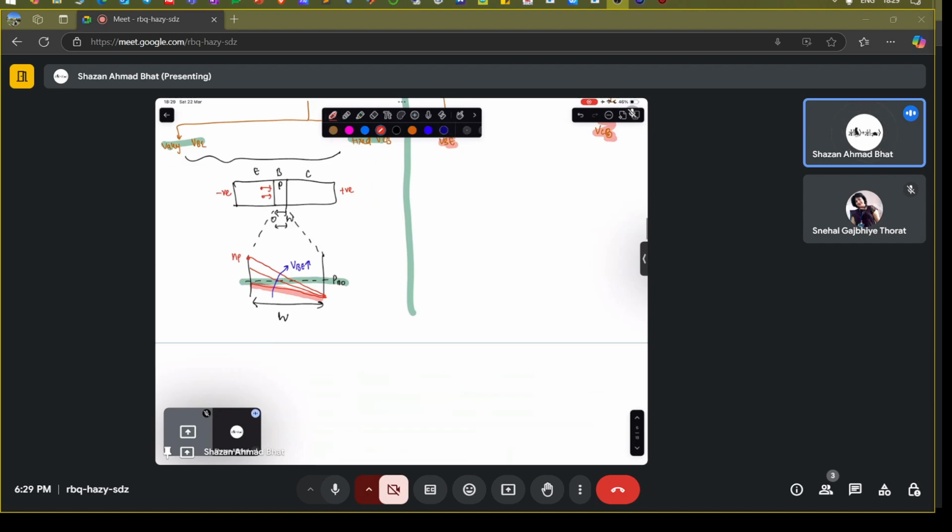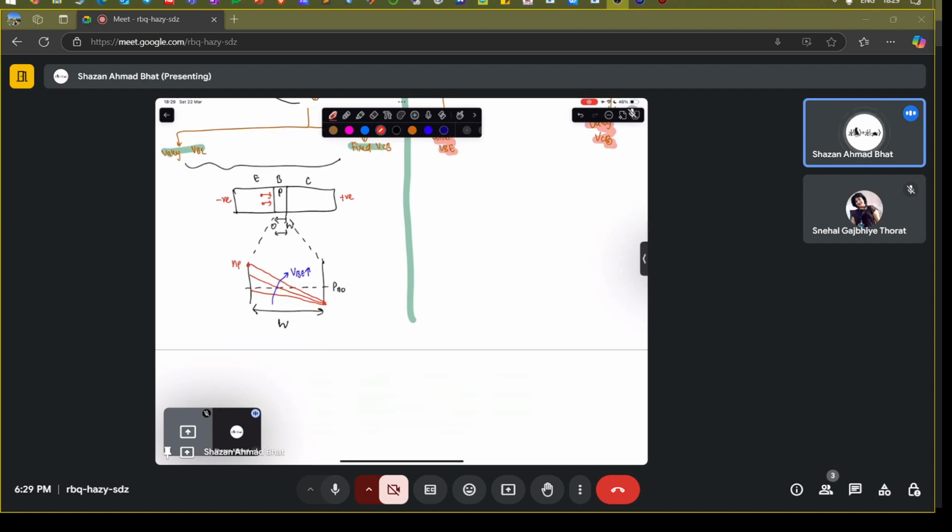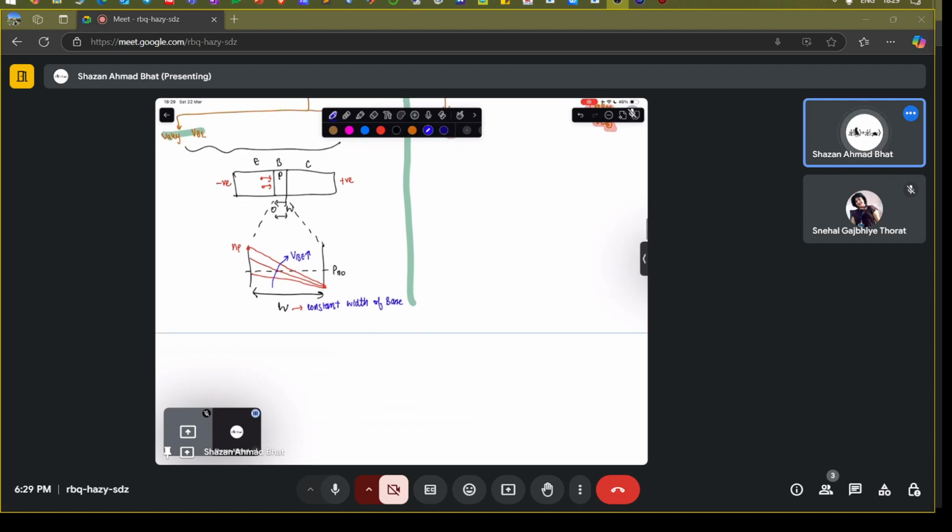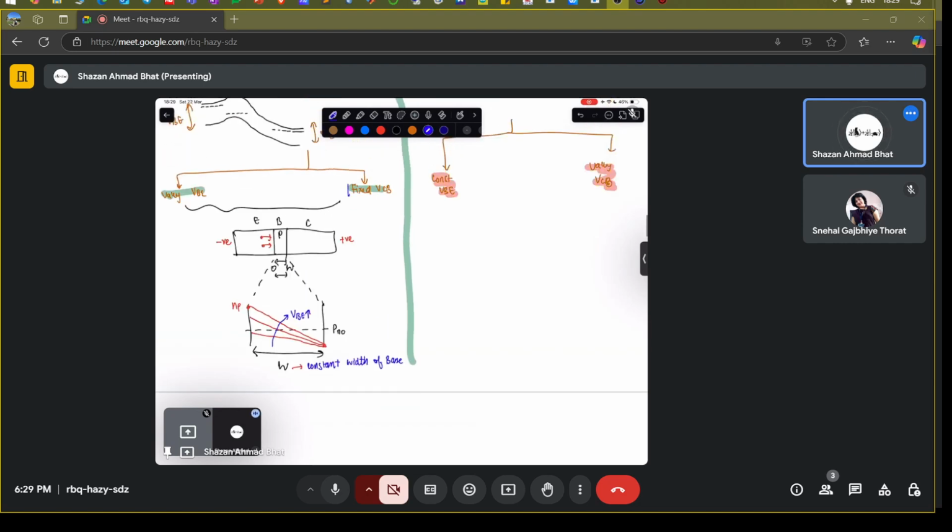Let's say if I remove this color, so that is the case. You see that this particular width here remains constant. This is the constant width of the base. Why? Because you are not varying the VCB voltage. If you vary this, as in this case, you will see something called base width modulation.